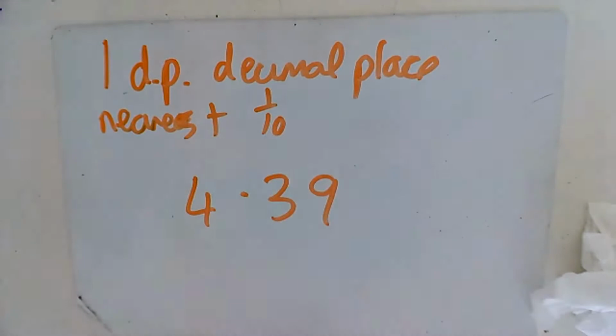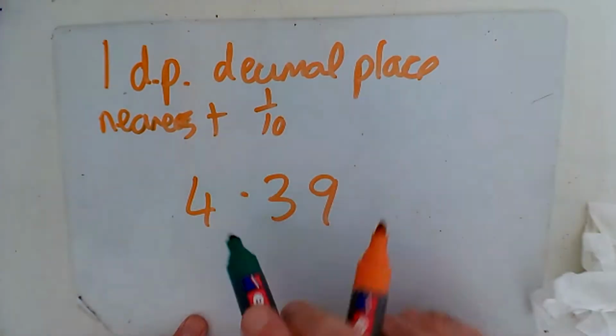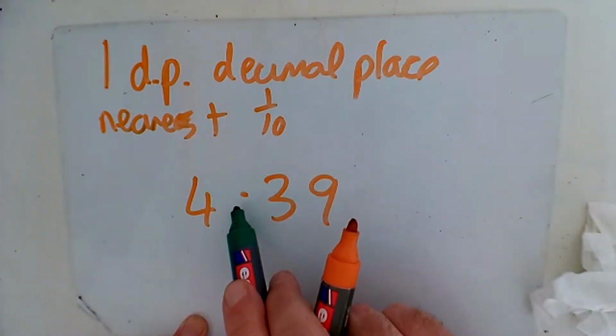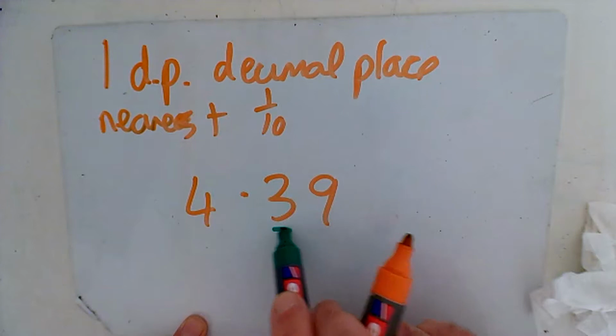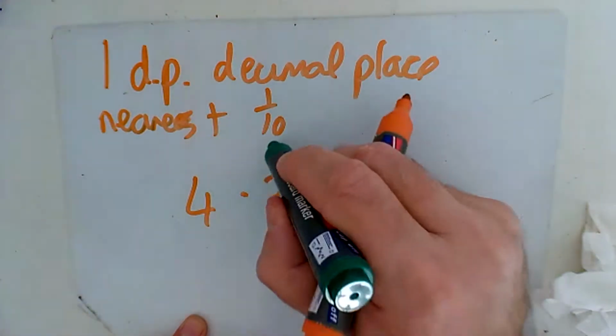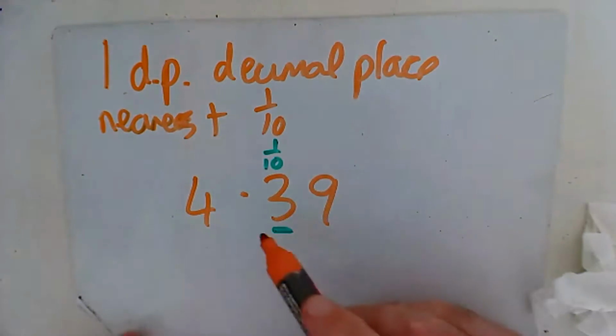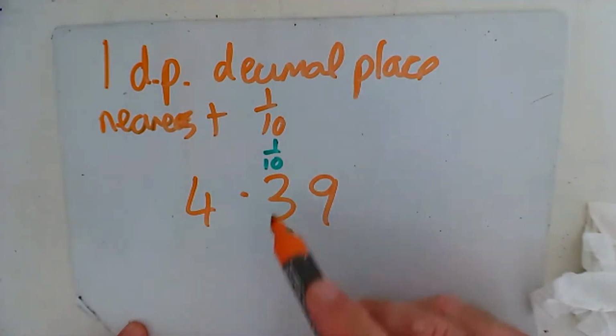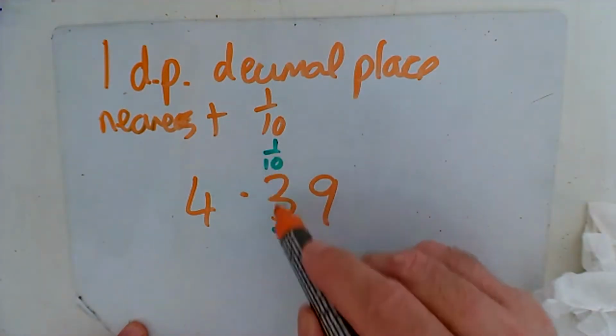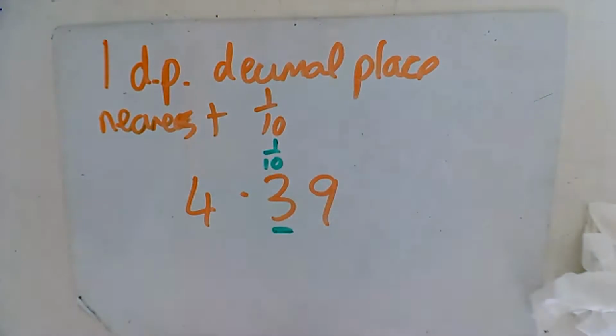4.39, to 1 decimal place. This is our decimal point. These are our whole numbers. So we count 1 place. We do our line there. And this is also in the 10th column, isn't it? So it's exactly that. So 1 decimal place, we count 1 place and underline it there. Or to the nearest 10th, it's in the 10th column. It's the same thing, isn't it?